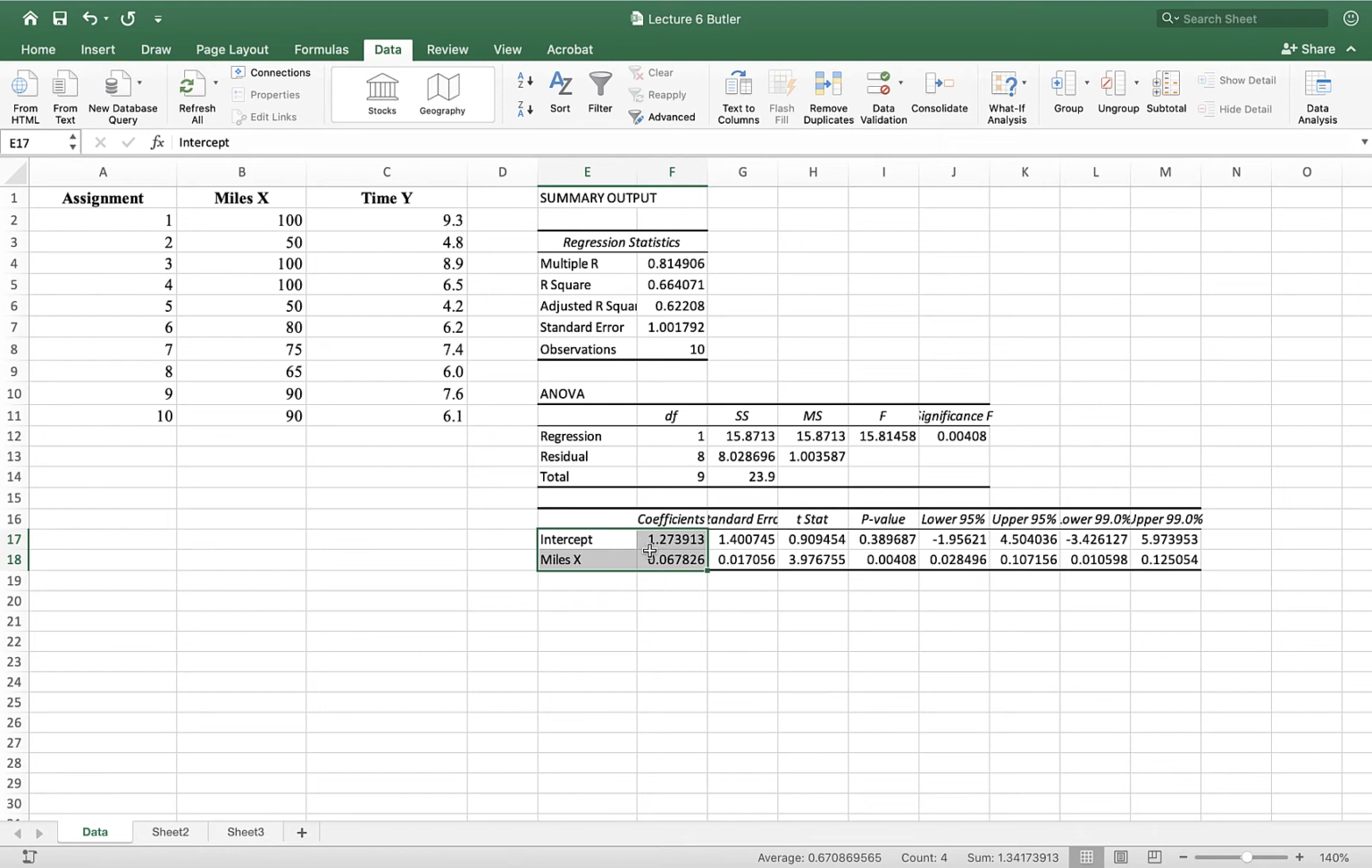Based on those figures, we can derive a model. And the model is going to look something like this. Let's just draw it in.